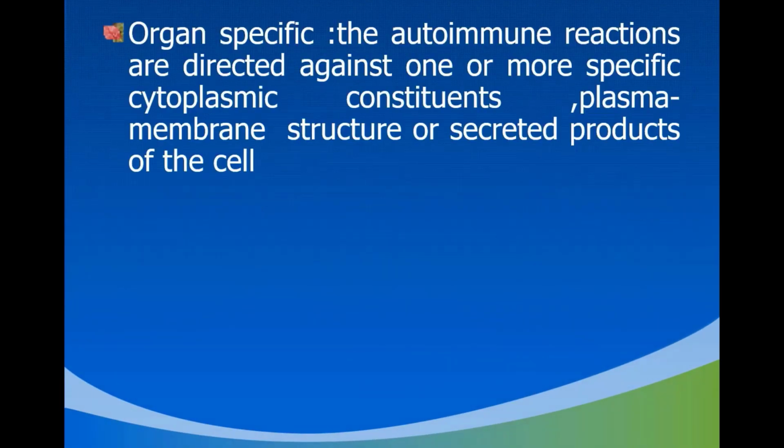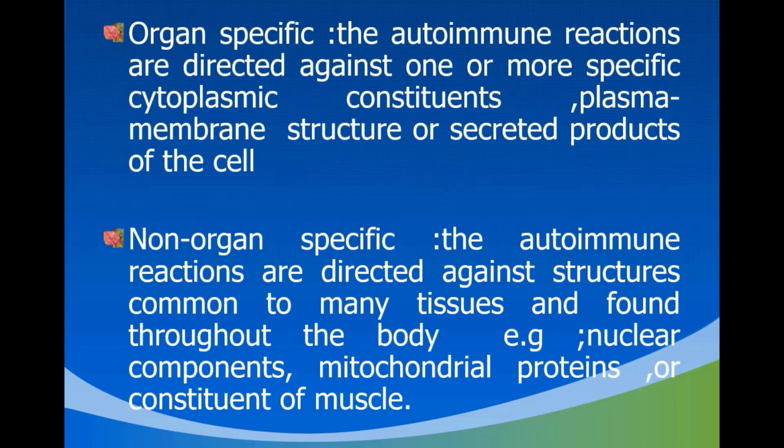Categories. Organ specific: the autoimmune reactions are directed against one or more specific cytoplasmic constituents, plasma membrane structures, or secreted products of the cell. Non-organ specific: the autoimmune reactions are directed against a structure common to many tissues and found throughout the body, like nuclear components, mitochondrial proteins, or constituents of muscle.